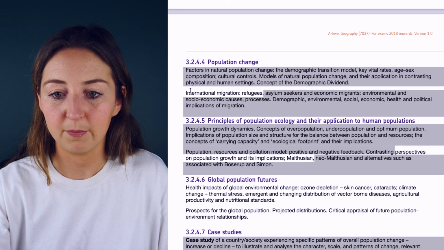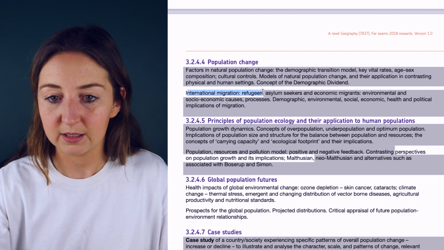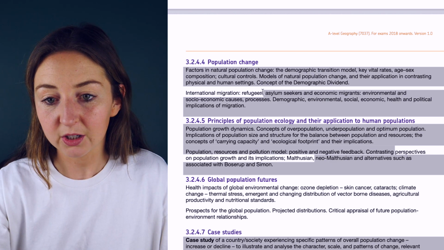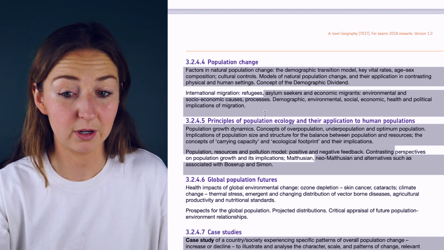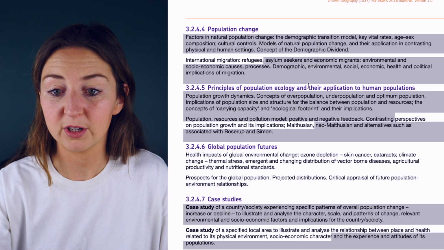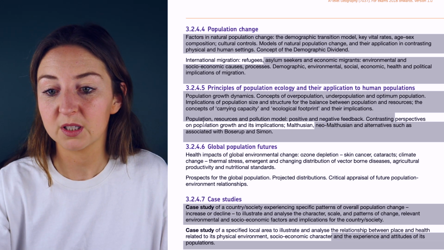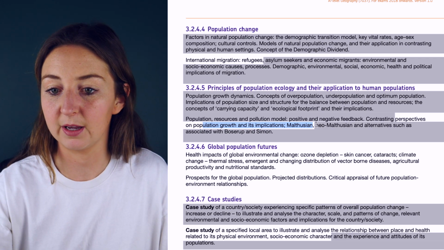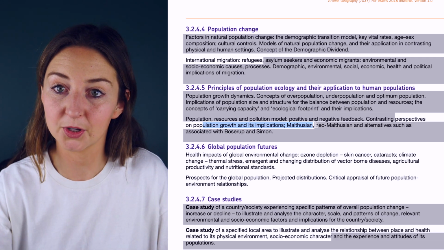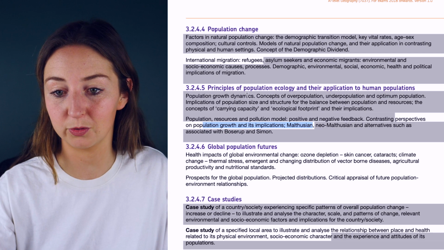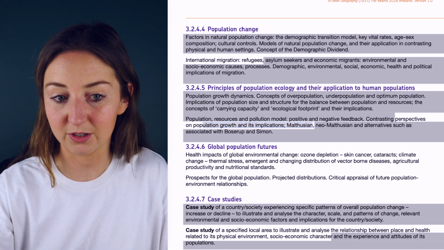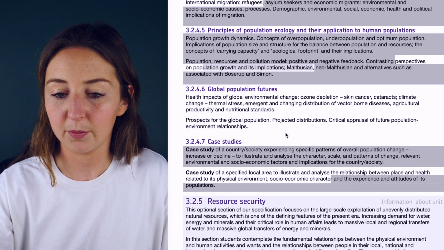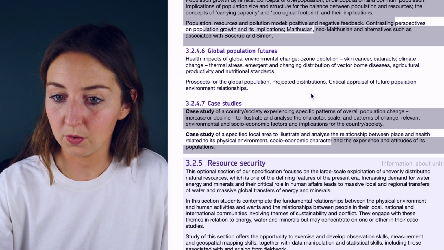If we go down, population change, only international migration refugees is included. For a 6 mark question, not sure. And then principles of population ecology, perspectives of population growth, only Malthusian is included for that. So for a 6 mark question, not sure, but that's something to watch out for. Global population futures is also all in.